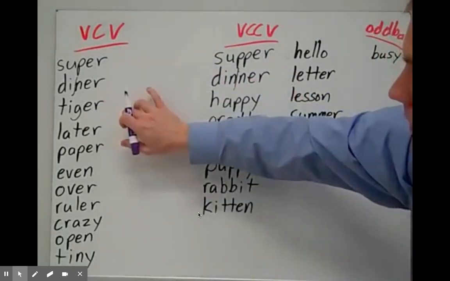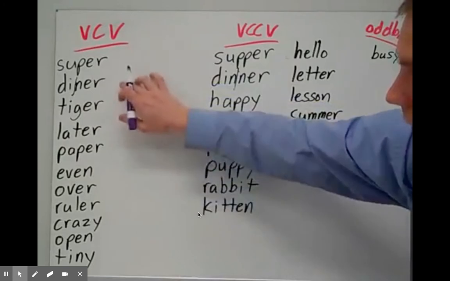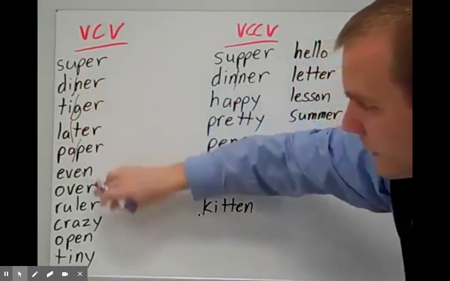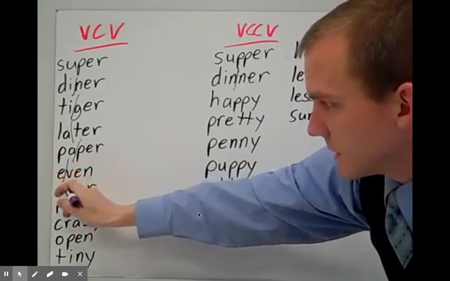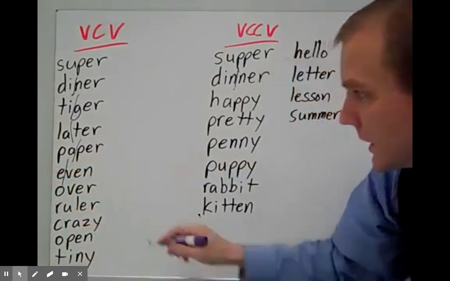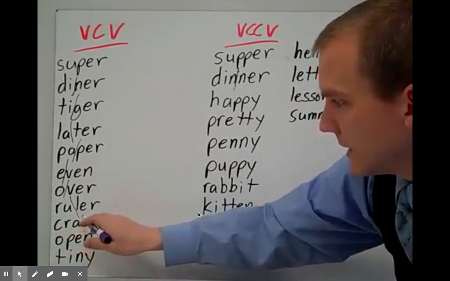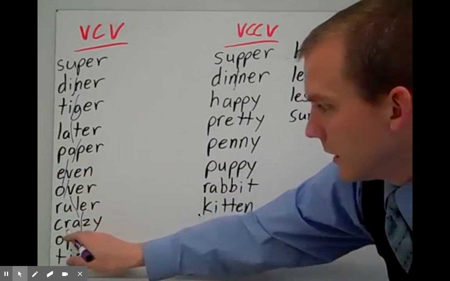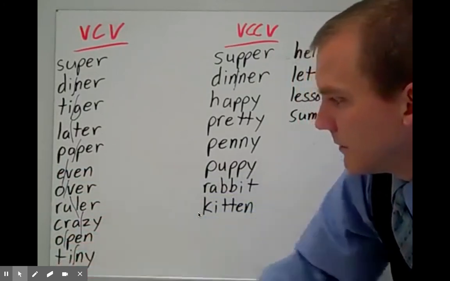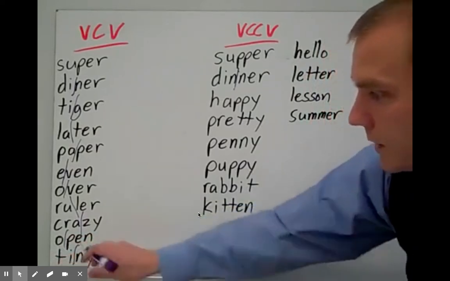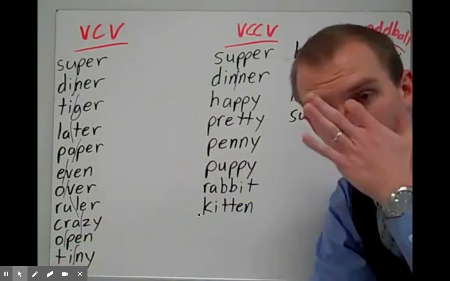Let's continue down these long vowel sounds. It's a little easier to go straight down the column. Now you have tiger, later, paper, even. Notice that this is just your first letter. Even is your second syllable. Over, ruler, crazy, open, tiny. You can see in all of them you have vowel, consonant, vowel, and your juncture comes after the first vowel there in the middle of the word.